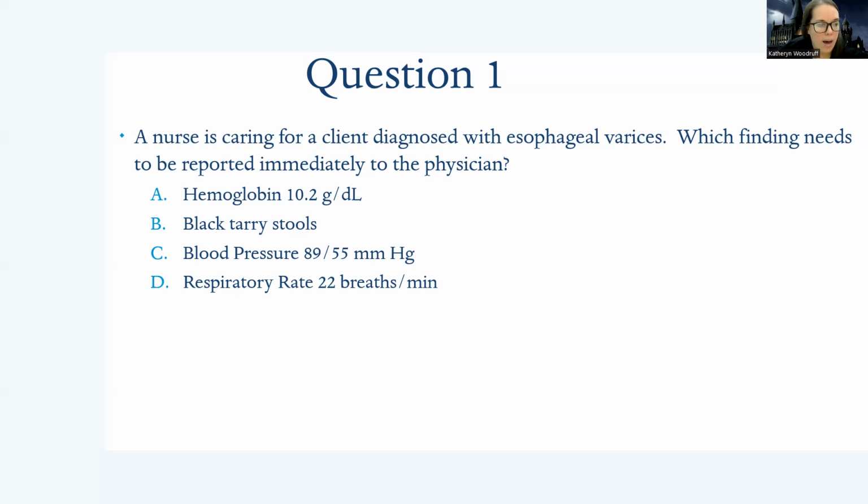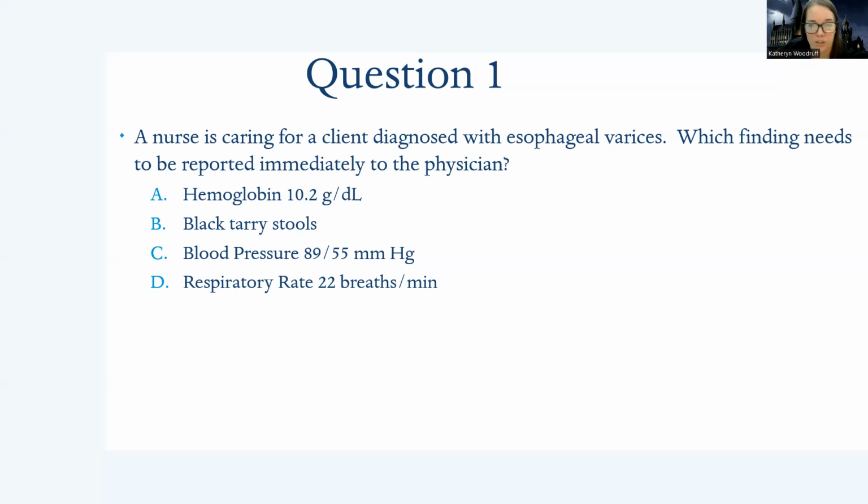Then D is respiratory rate, 22 breaths per minute. A lot of times ones like this stand out to me because I think ABCs. I also have to consider, is it that abnormal, or where is it on the spectrum? Kind of like the hemoglobin of 10.2, it's low, but it's not that low. Is a respiratory rate of 22 that high? It's not that high. I don't like it because it's an ABC thing, but is it as scary as the blood pressure of 89/55? Not so much.